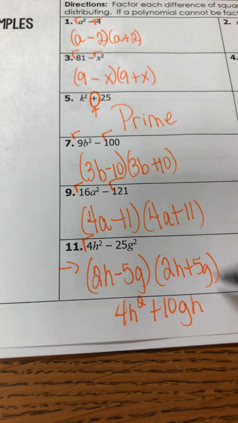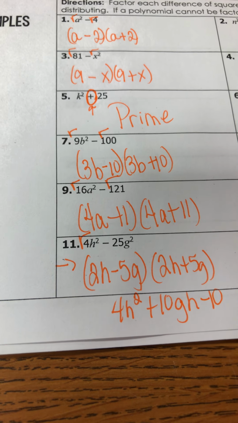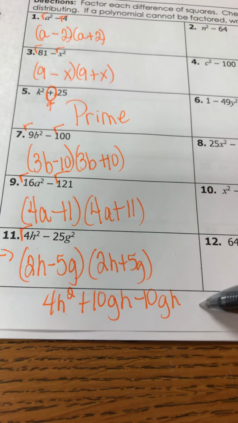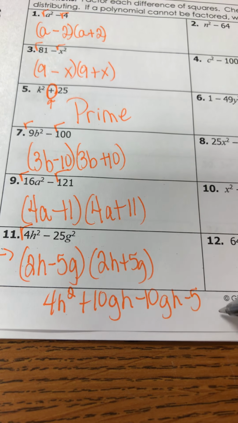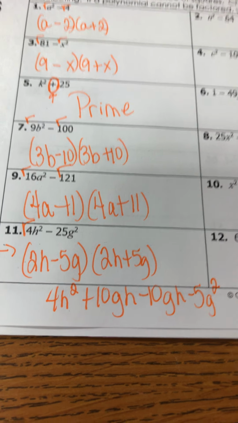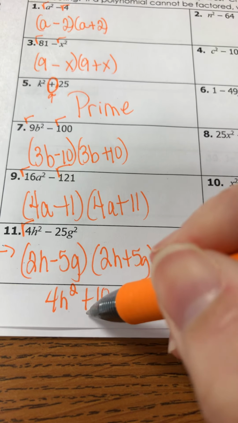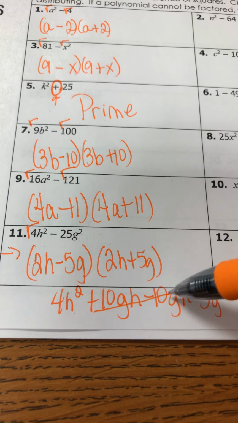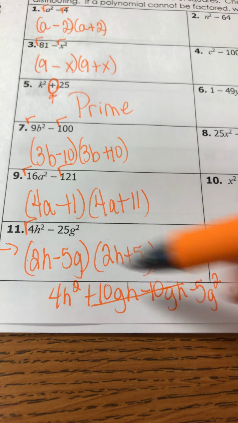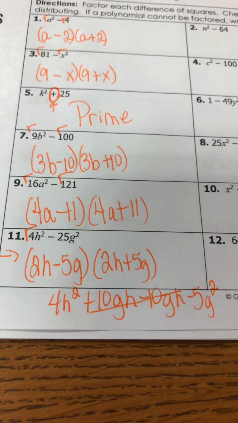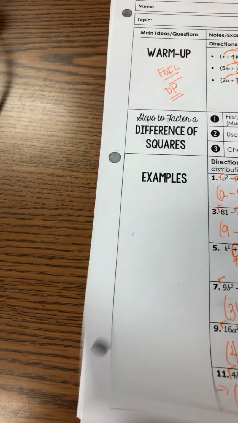Then inner, negative 5 times 2 is negative 10. G times h is gh. And then negative 5 times 5 is negative 25. G times g is g squared. So 4h squared minus 5g squared are going to stay. These two are going to cancel out to 0. And you see that you got the original problem. 4h squared minus 5g squared. Let's go to the next page and see what's going on there.